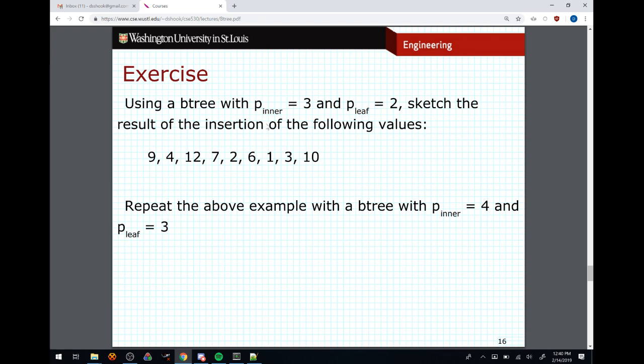Using a B tree with P inner equals 3 and P leaf equals 2. That is the same values of P that we use on this example. Don't think about that part too hard. Sketch the result of inserting these values. I'm going to give you 5 or 10 minutes, and then we'll spend the last 5 or 10 minutes of class going through this example to wrap up. Let me know if you have any questions.